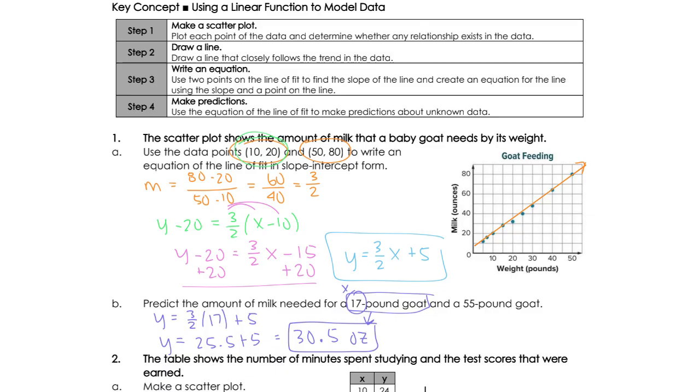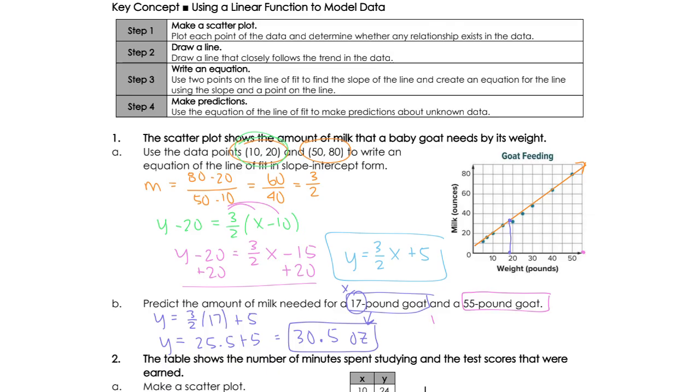If we were to look at the graph, 17 would be roughly right here. And if I followed that up to my trend line, that would make sense that it's right above 30 right there. That would be an example of interpolation because it is inside all of your known data values. Now, 55-pound goat would be over here somewhere, and that's actually on the outside of your data. So this would be an example of extrapolation, just to bring those vocab words back in there for us.